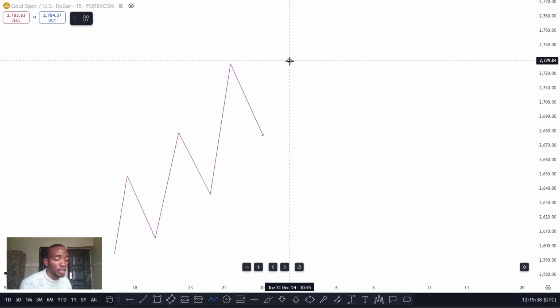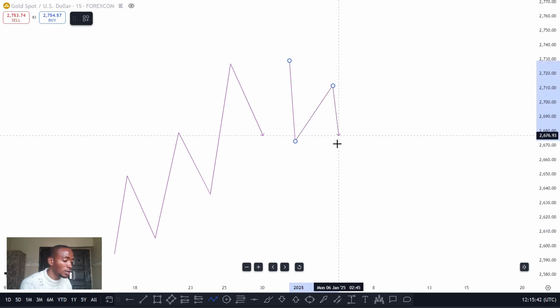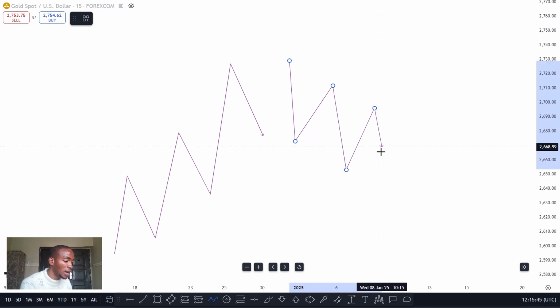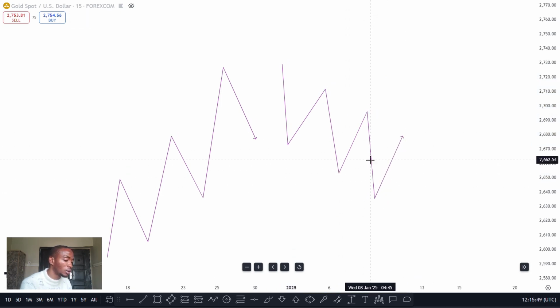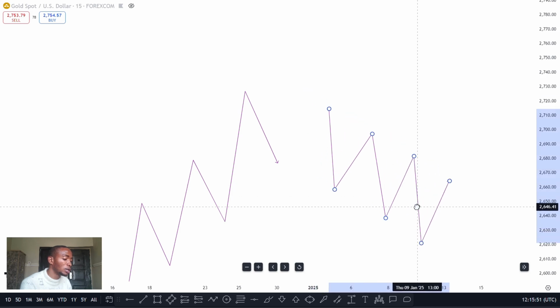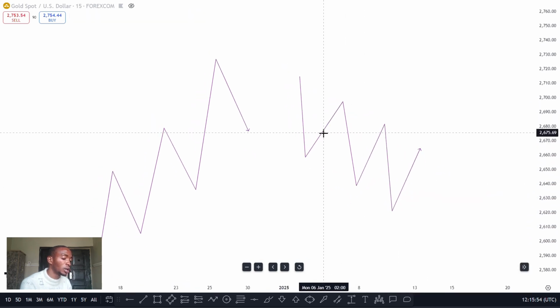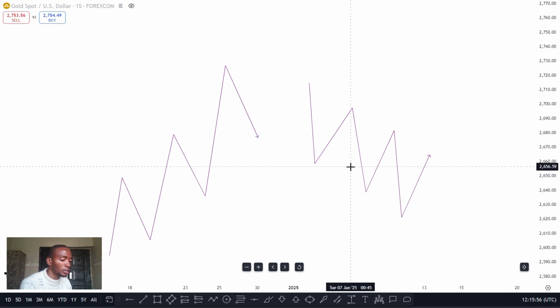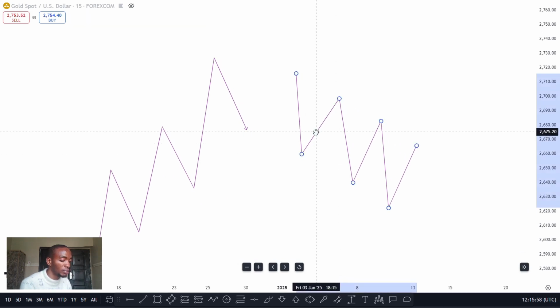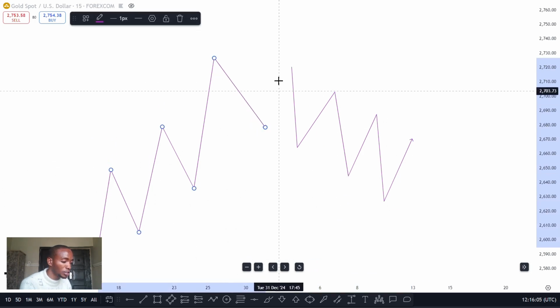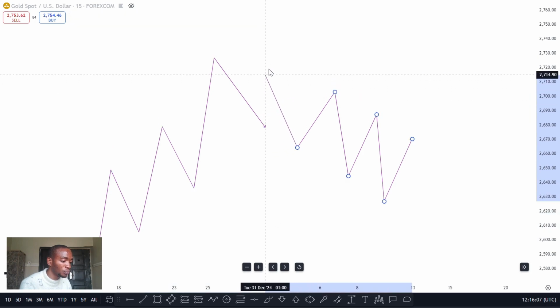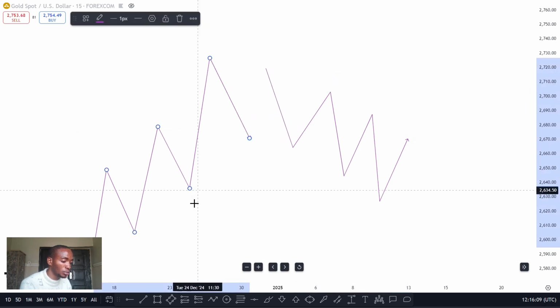A bearish market structure is when the market is creating a series of lower low, lower high, lower low, lower high, lower low, lower high. In this kind of market structure scenario, you can see that the market is trending to the downside, which is a bearish market structure. We can as well go from a bullish market structure to a bearish market structure.